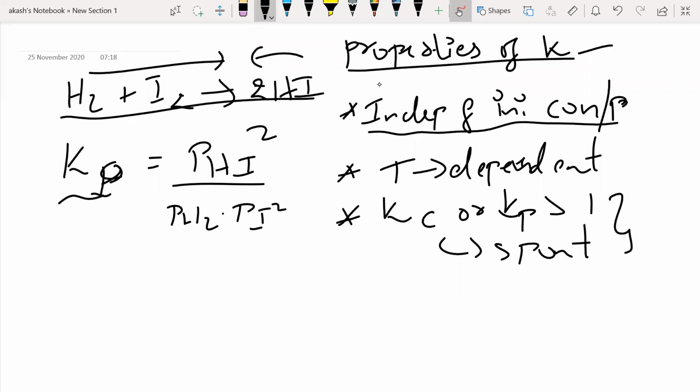Now next thing is, what if you reverse a reaction, or what if you add 2 or 3 reactions, or what if you multiply throughout the reaction by a factor? What is going to happen, right? So we'll see all that. You don't have to mug up anything, people. You just have to look at the logic.